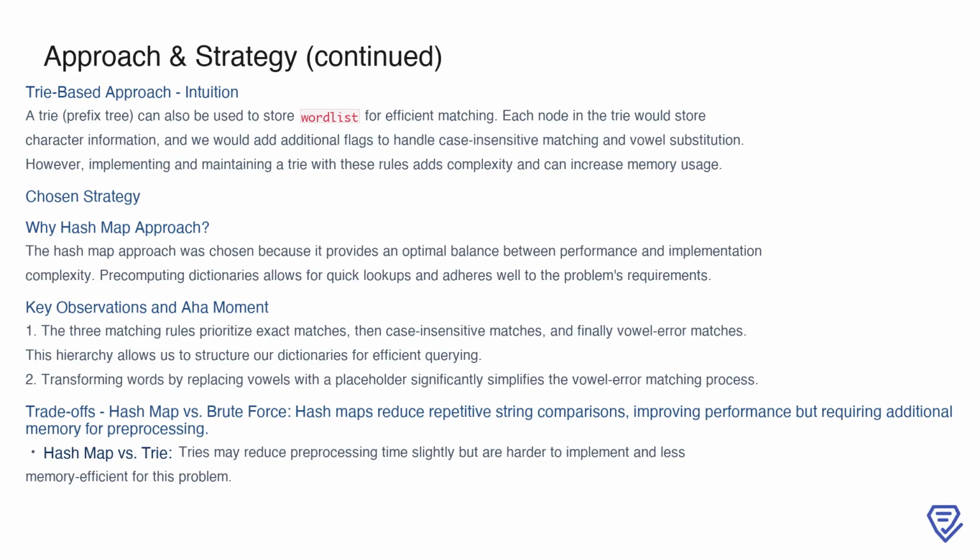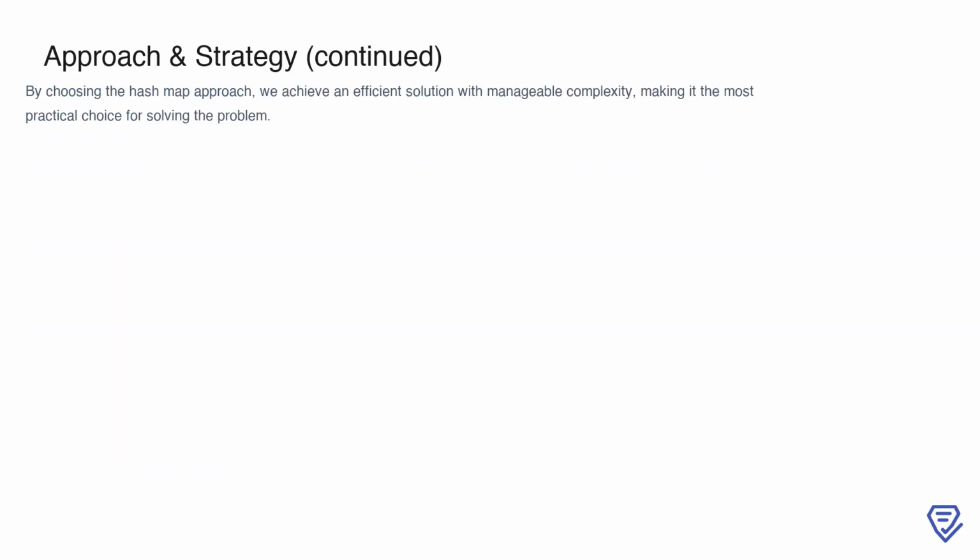Another pivotal realization was that transforming words by replacing vowels with a placeholder greatly simplifies the vowel error matching process, making the implementation cleaner and more efficient overall. By adopting the hash map approach, we achieve a solution that is both highly efficient and manageable in complexity. This method minimizes repetitive string comparisons while keeping the implementation straightforward. The pre-processing step ensures that querying is optimized, making it the most practical choice for this problem.